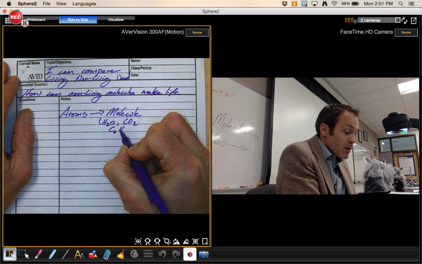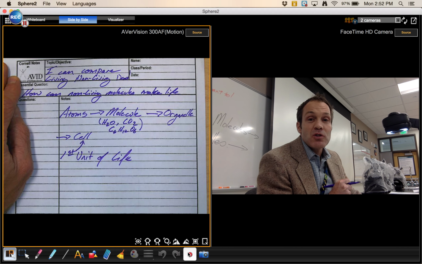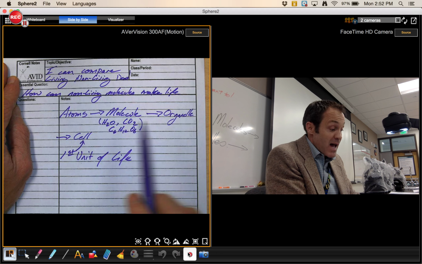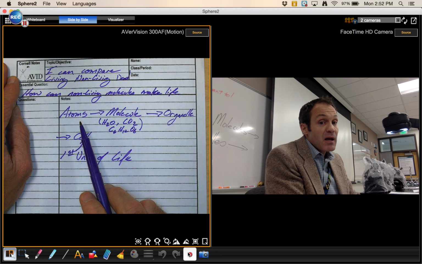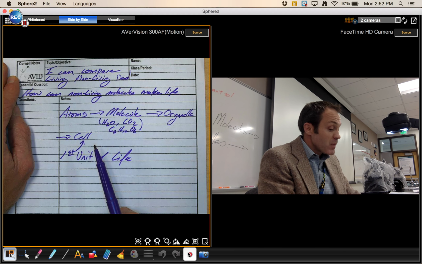And this unit right here, the cell, is the first unit of life. Nothing smaller than a cell is considered alive. The cell is the smallest package that we consider living, which means molecules, not alive. Organelles, not alive. Atoms, certainly not alive. The first thing that we consider alive is a cell, okay?